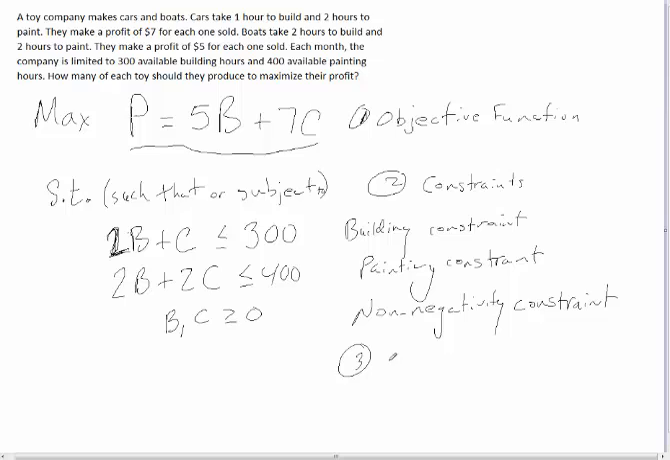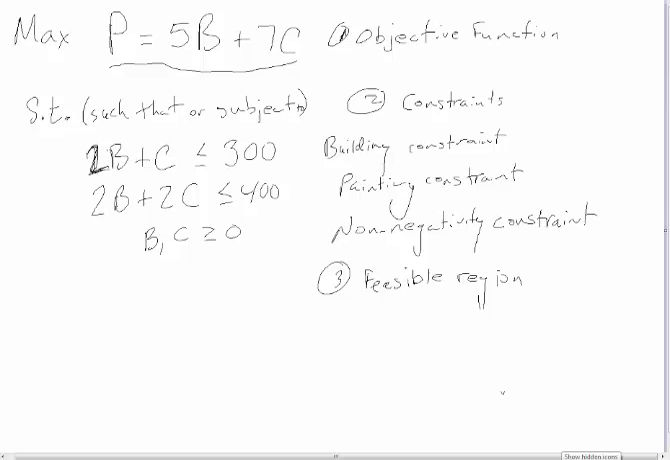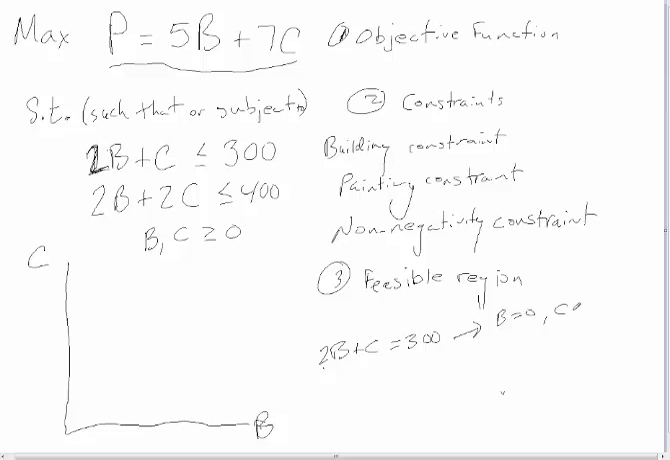And so the third thing we're going to do is come up with a feasible region, or a solution to that system of inequalities. So for the feasible region, I'm going to do this roughly as a graph. I've got boats on this axis, cars on this axis, finding points that make this one true. So if I'm going to find the line 2b plus c equals 300, if b equals 0, c will equal 300, and if c equals 0, b will equal 150.